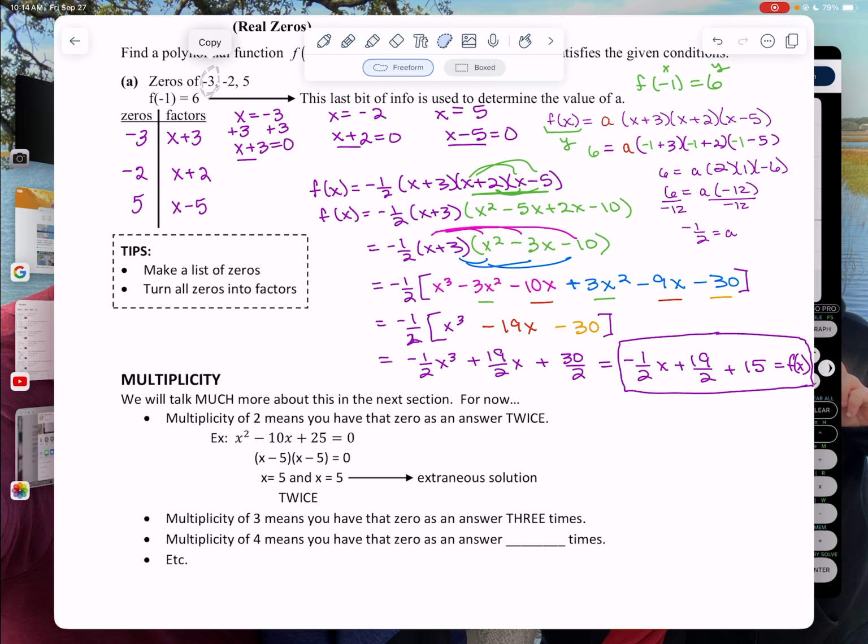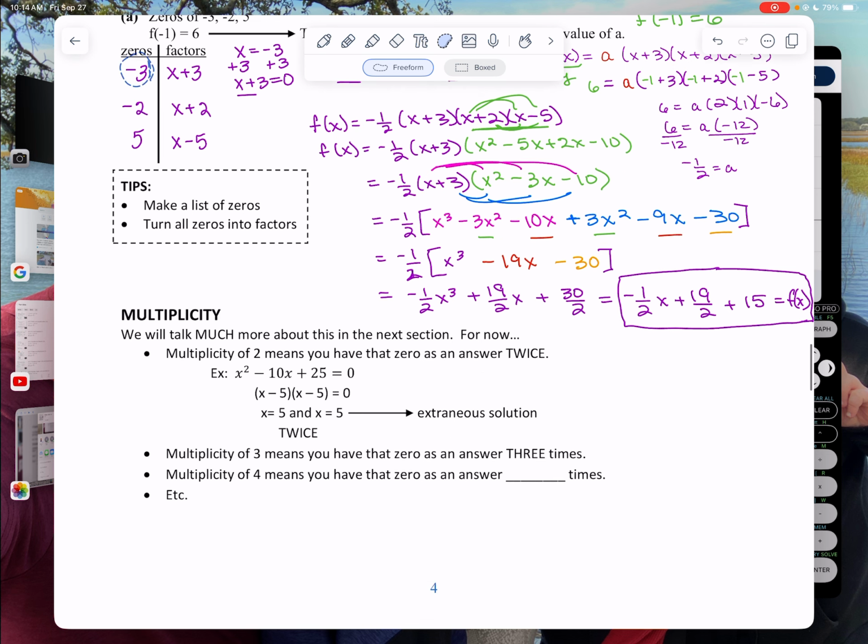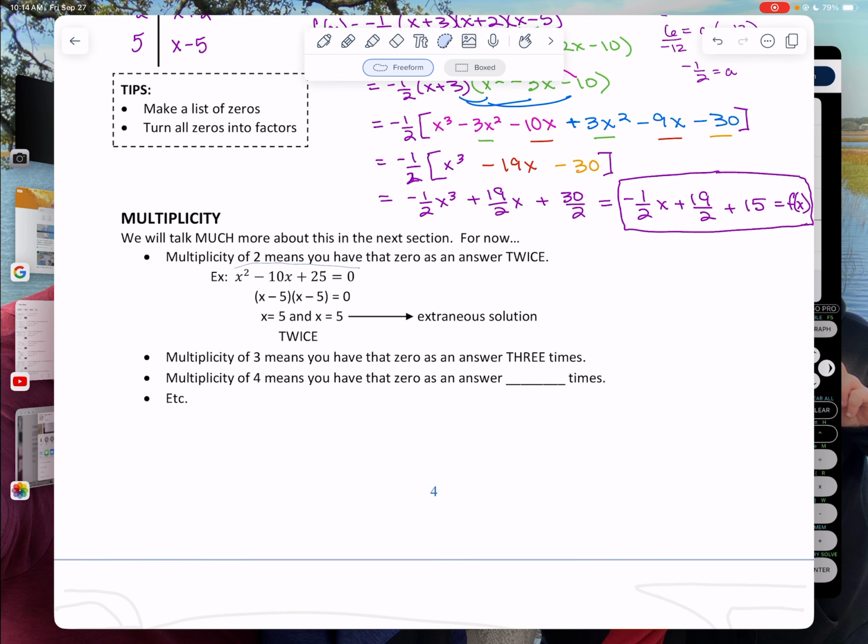If I say I have a multiplicity of 2, that just means I have that 0 twice. So here's an example: x squared minus 10x plus 25. If I factored that and solved it, I'm going to get an answer x equals 5, but I get 2 of them. So in Algebra 1, you just said, oh, that's an extra one, and you just crossed it off. Okay, and it didn't really mean anything. Well, it's going to mean a lot now in Math 110.